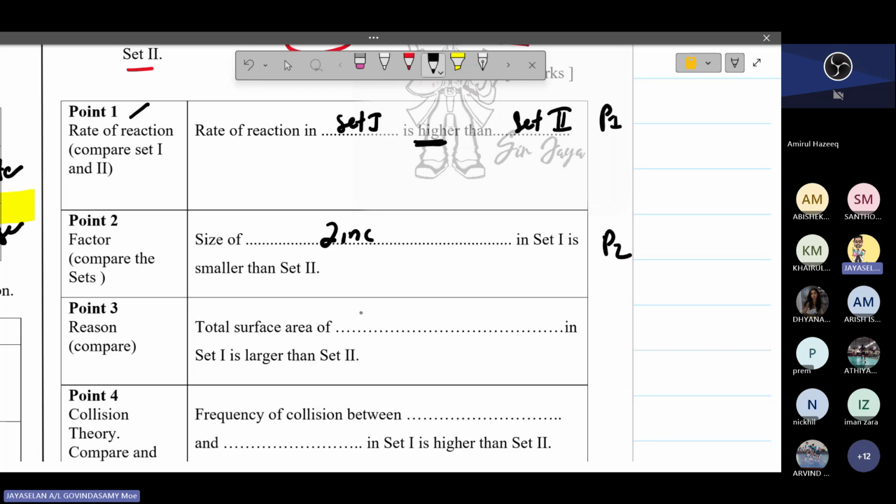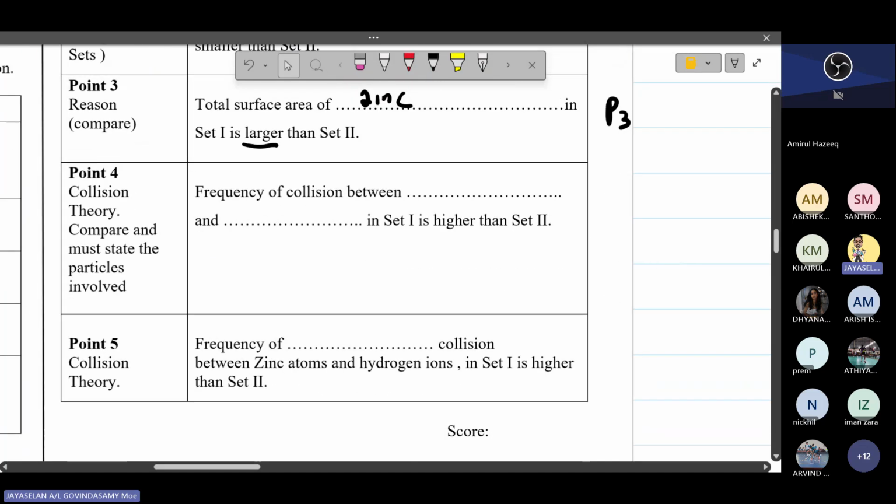The total surface area of zinc in set 1 is larger than set 2. When powder has a larger total surface area, it has a very high, large surface area. Understand? So you already score your point 3. Okay, now we go for collision theory.